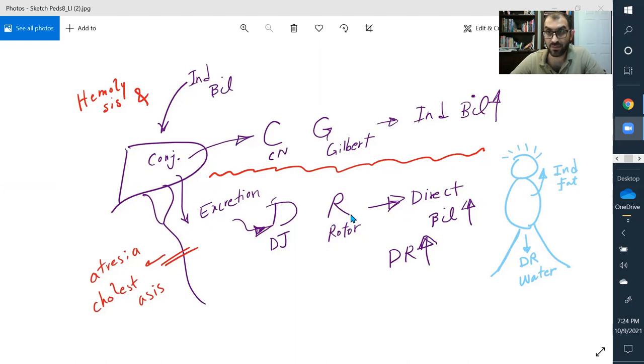Dubin-Johnson reminds me of Ben Johnson, so you have dark pigmentation in your hepatocytes. You would get this question in Step 2, not Step 1. Ben Johnson, the Jamaican-born Canadian sprinter, 100 meters, 1988 Seoul Olympics. Right? Dubin-Johnson and Rotor, DNR, direct hyperbili.